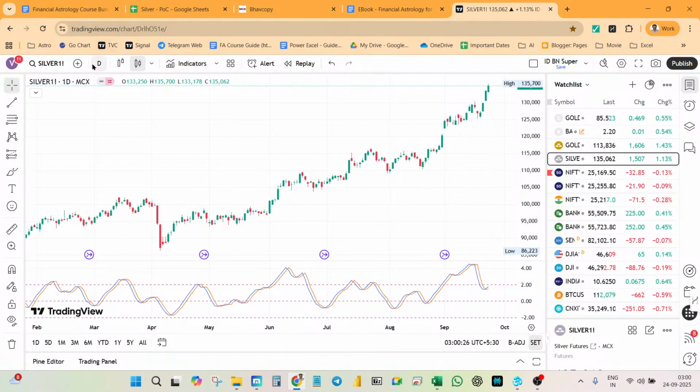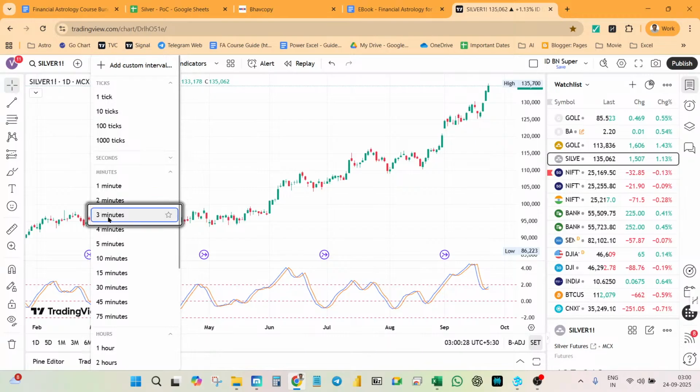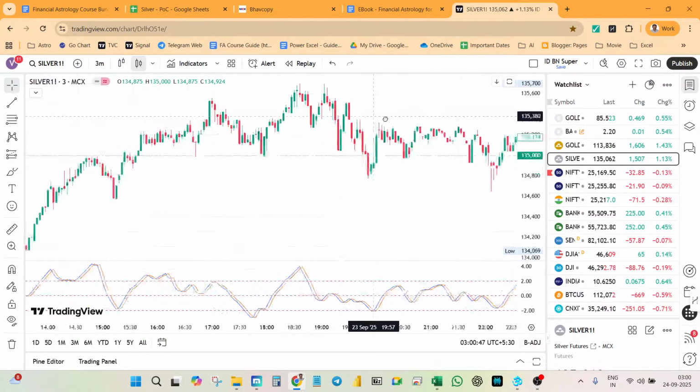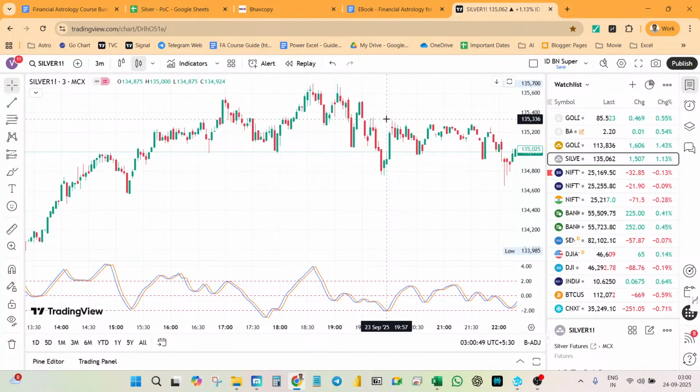If you see the 3 minutes chart here, you can see how many spikes are coming. You can see 134 658, 134 658, almost a 700 points movement comes in no time actually. So you should have enough capital and enough cushion to absorb these shocks, so that you'll be able to manage the move. There are certain setups you should follow for trading silver, that's very important.